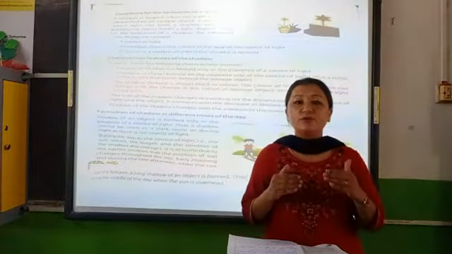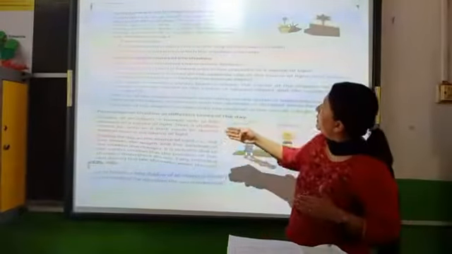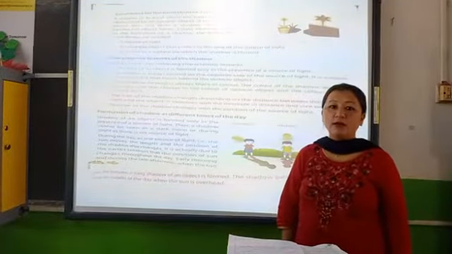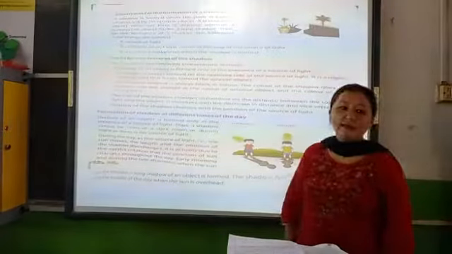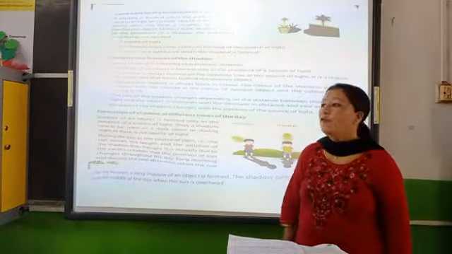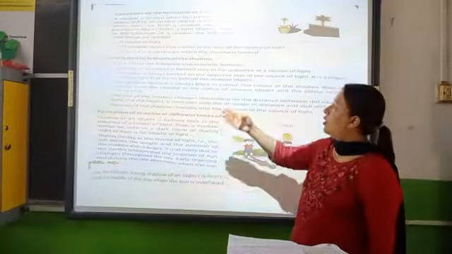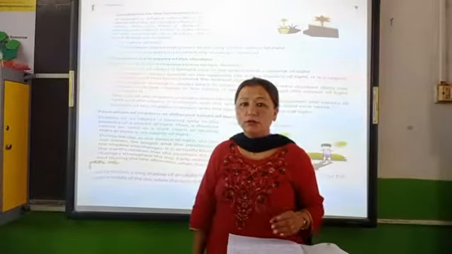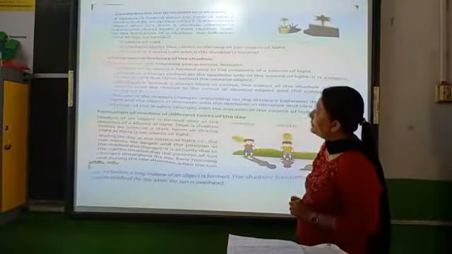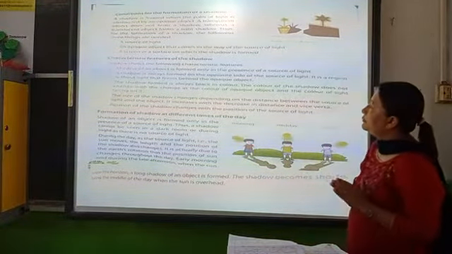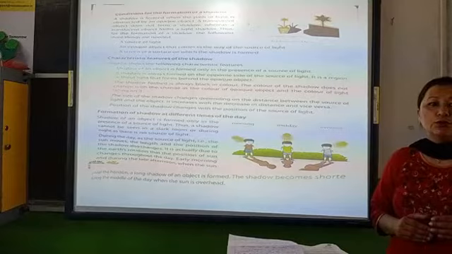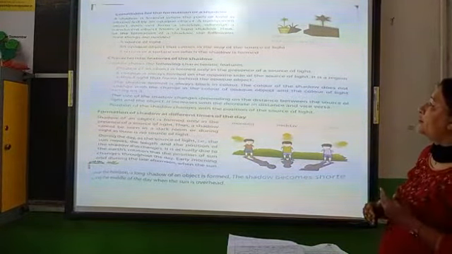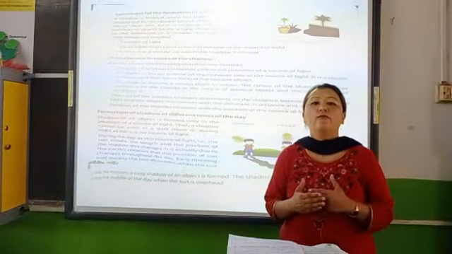Thus, for the formation of shadows, the following three things are needed. Let's see what are the three things needed for the formation of shadow. First, a source of light, which is very important. Second, an opaque object that comes in the way of the source of light. Then we have a screen or a surface on which the shadow is formed.